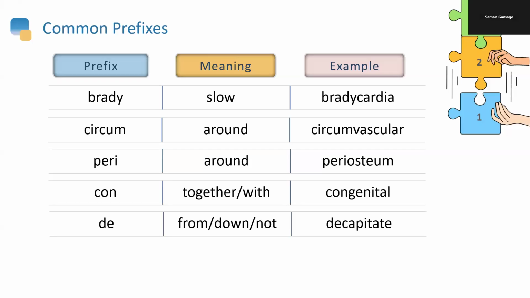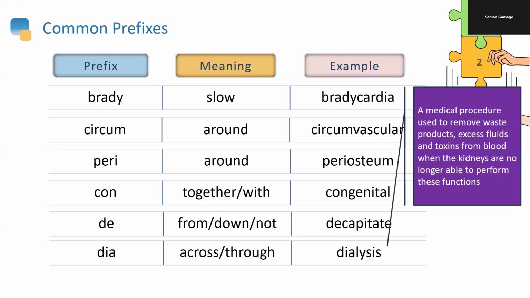De means from, down, not. Decapitate. You cut off the head. Dia is across or through. Dialysis. You may have heard about this term. This is a medical procedure used to remove waste products, excess fluids, and toxins from blood when the kidneys are no longer able to perform these functions.